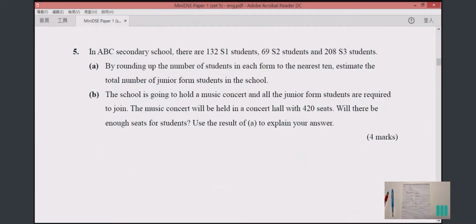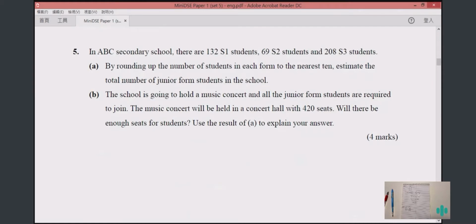Okay, number 5, it is an estimation question. In ABC secondary school, there are 132 S1 students, 69 S2 students, and 208 S3 students. And then for part A, by rounding up, the key word is rounding up.